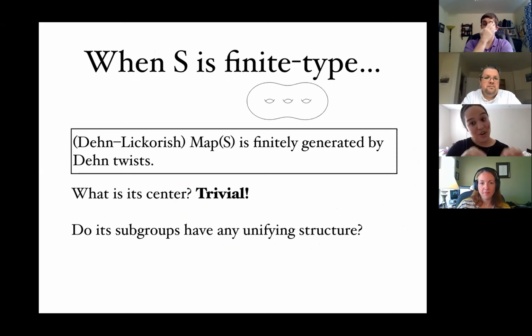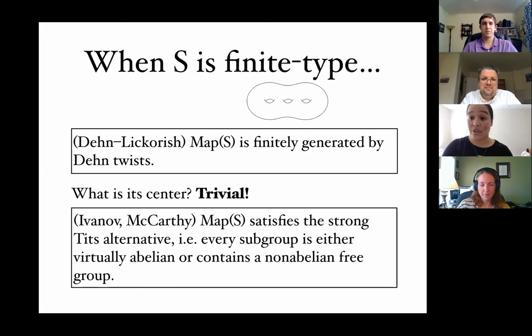So I gave this question because I have something in particular in mind. For the mapping class group, we have something called the Tits alternative. This is a theorem of Ivanov and McCarthy. It tells us that the mapping class group satisfies something called the strong Tits alternative. That means that every subgroup is either virtually abelian or it contains a non-abelian free group. So this is very nice.